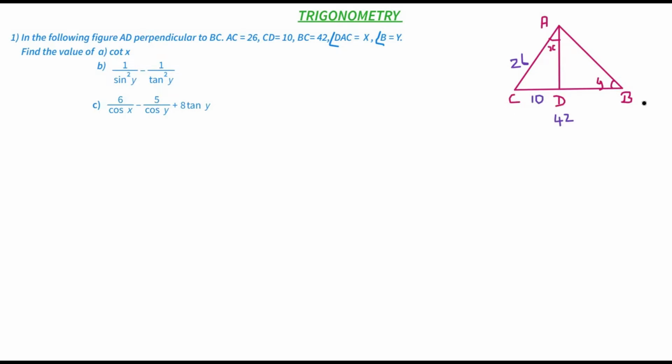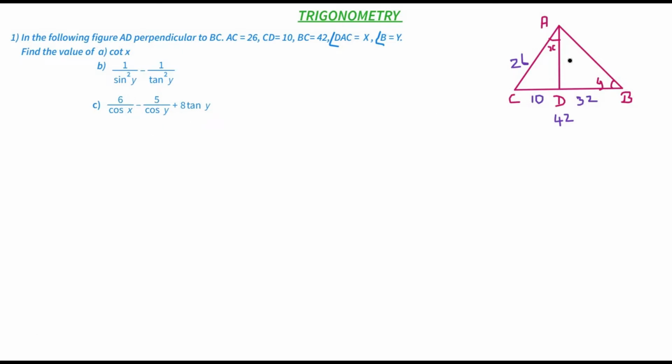So if BC is 42 and CD is 10, what is DB? Right, DB is 32. So we also know DB. And what else is given? The angle DAC. This is angle X and this is angle Y. So these are our two reference angles. Now let's start finding the sides which are missing, and then it is pretty easy for us to find the values.